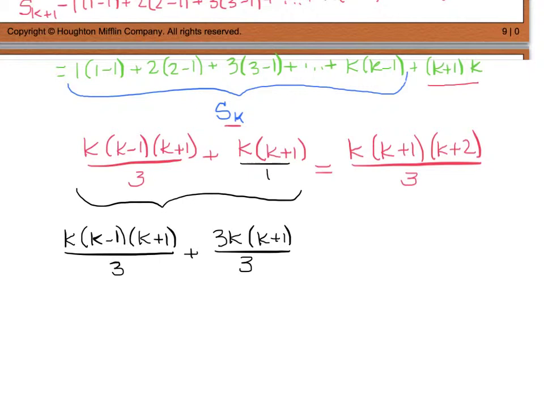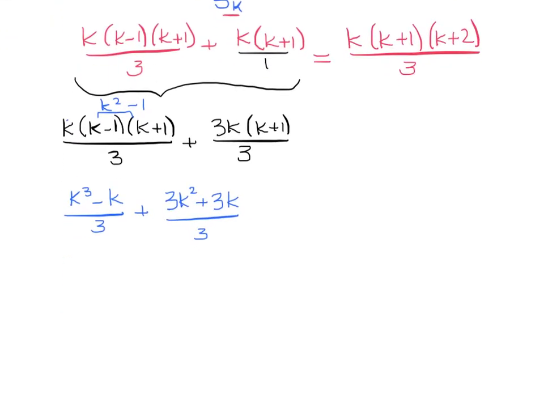So if I simplify, and I'm going to stick with simplifying just my left-hand side right now, I see real quick that these two pieces here are going to give me k squared minus 1. So k times k squared minus 1 is going to give me k cubed minus k divided by 3 plus, and now I'm going to simplify this, which is going to give me 3k squared plus 3k, all divided by 3.